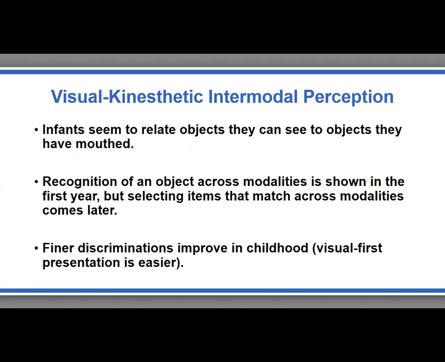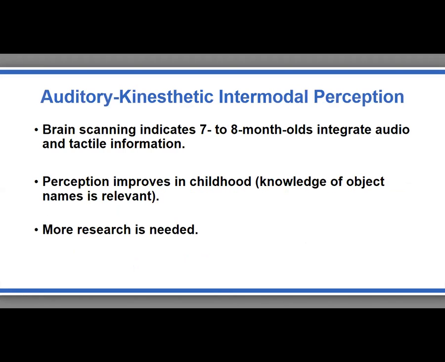Visual kinesthetic intermodal perception. Infants seem to relate objects that they can see to objects they have mouthed. Again, they use their physical touch perception with their visual perception. Recognition of an object across modalities is shown in the first year, but selecting items that match across modalities comes later. And then finer discriminations improve as they get older, right? Visual first presentation is easier.